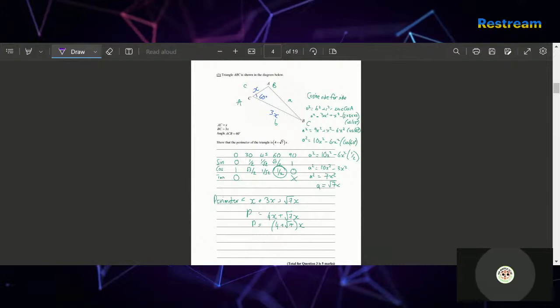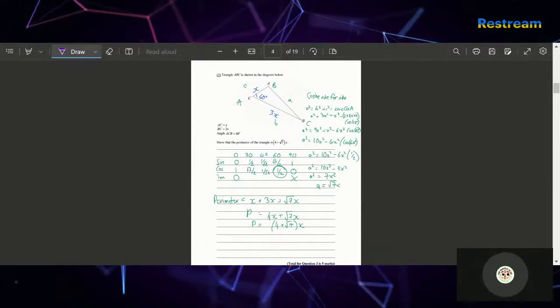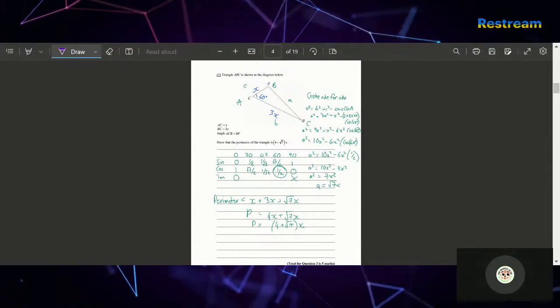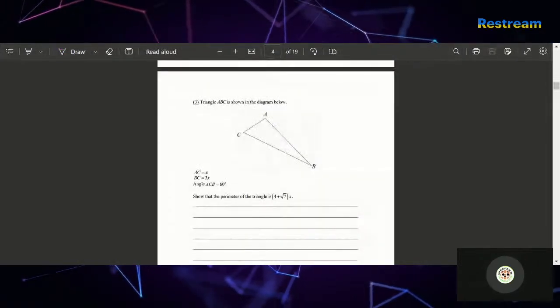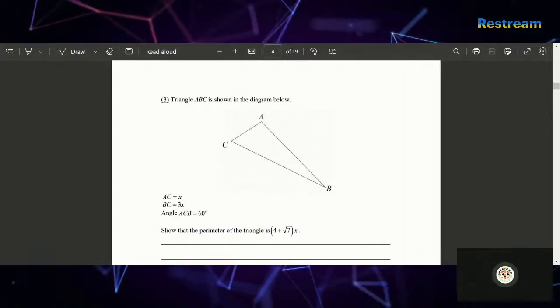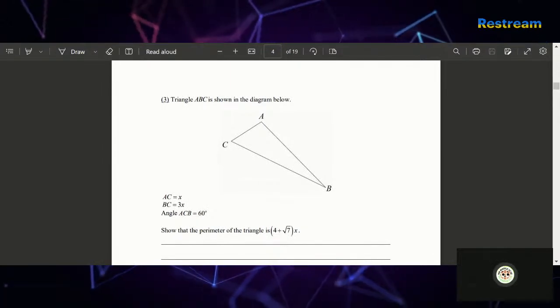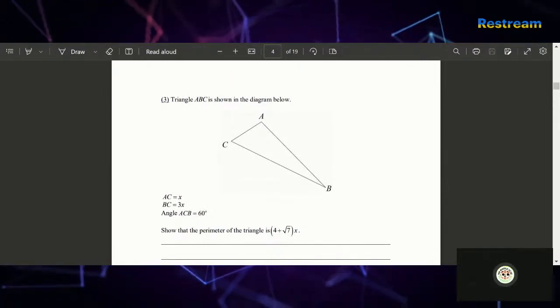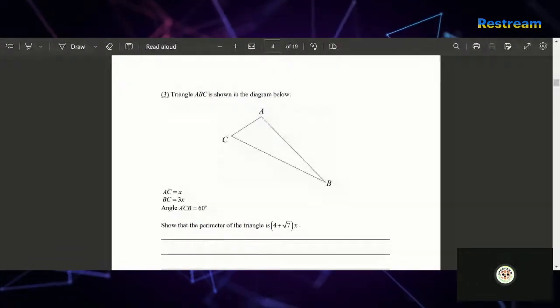Hello everyone. I'm now going to go through some questions that some people find a bit difficult. Let me share this one. This question is about the cosine rule, and it has quite a few steps, so let's get started. And also tell me as well.